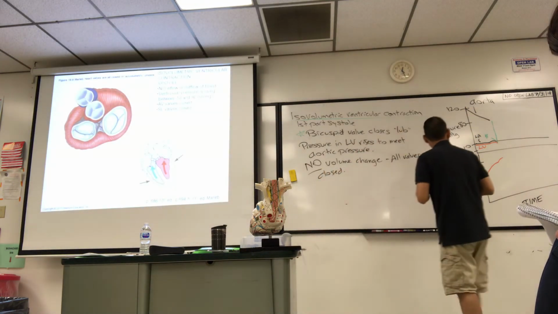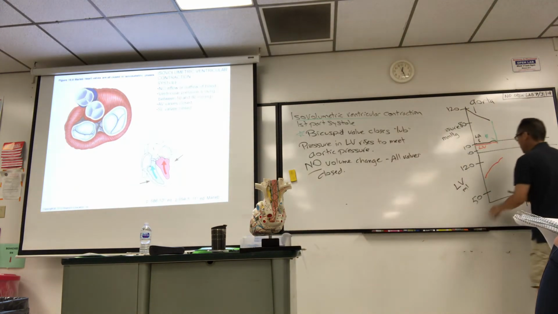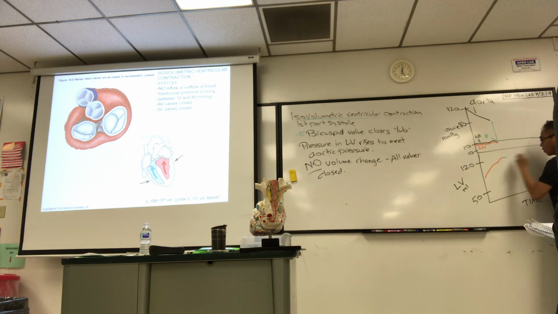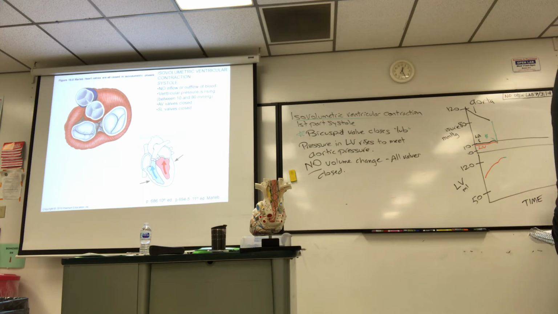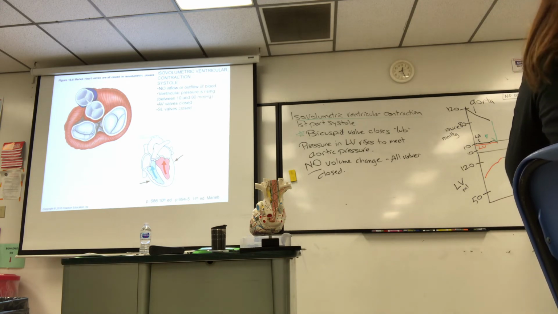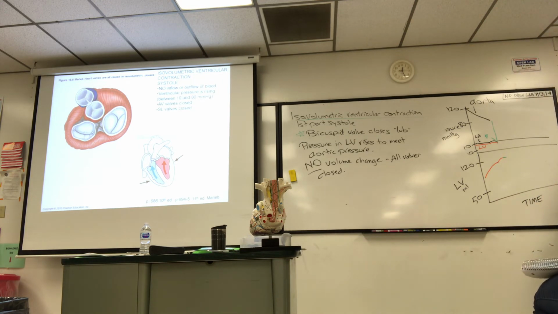So I'm going to draw a green line that corresponds with the green pressure rise of this phase. And I'm going to keep it at 120. It stays the same. Why? It doesn't change. It's the EDV. Okay? So it's just isovolumetric. Now the next part is the most important part. Are there any questions on this part?